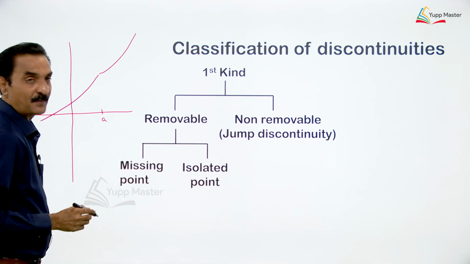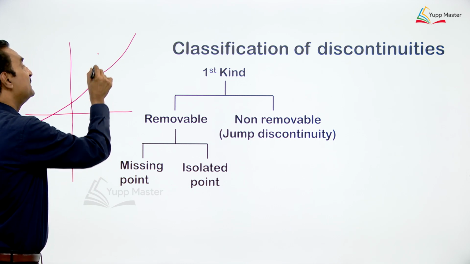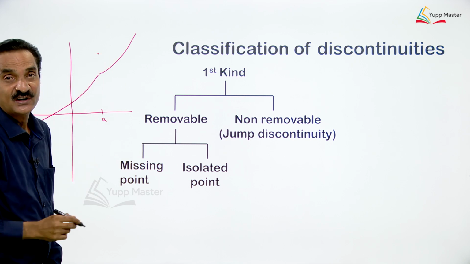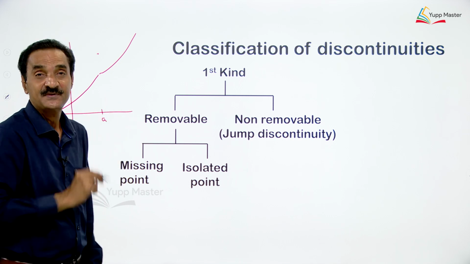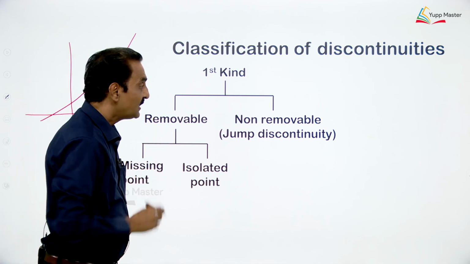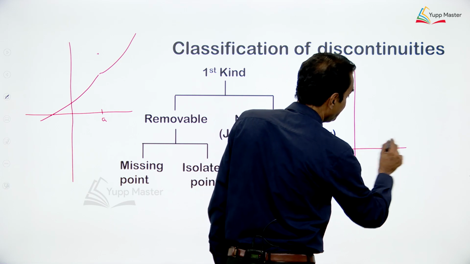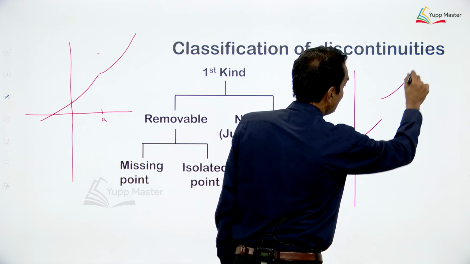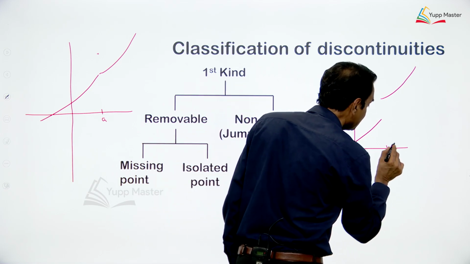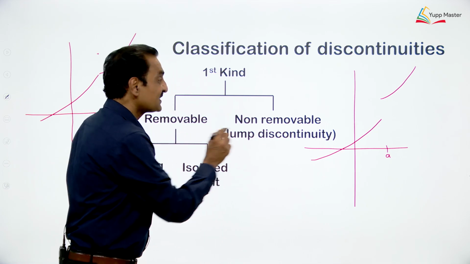Now, what is isolated point discontinuity? At x is equal to a, if f of a is defined here, the point is isolated, it is not connected to right side curve or left side curve, then it is said to be isolated point discontinuity. Non-removable discontinuity, if you take this kind of discontinuity at x is equal to a, this is called non-removable discontinuity or jump discontinuity.